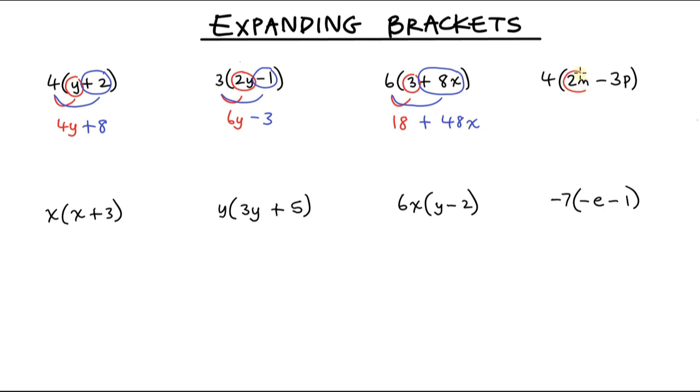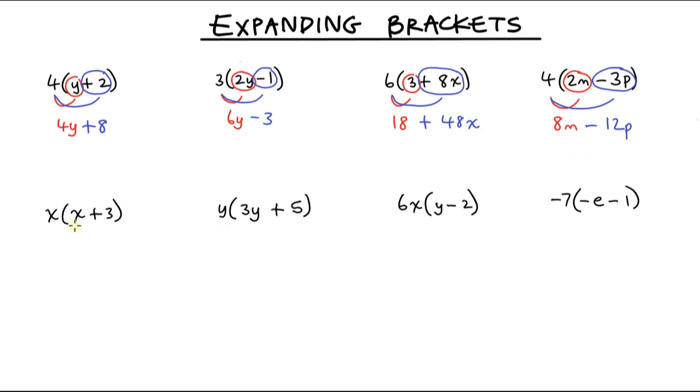Okay, question number 4. My first term is 2m and my second term is negative 3p. So we're going to do 4 times 2m, which will be 8m. And then 4 times negative 3p, that will be negative 12p. So notice with the technique I'm using, I'm not worrying about whether I'm adding or subtracting one term from the other. All I'm doing is writing in the term with the sign in front of it. That does eliminate a lot of silly mistakes where people get the signs mixed up.